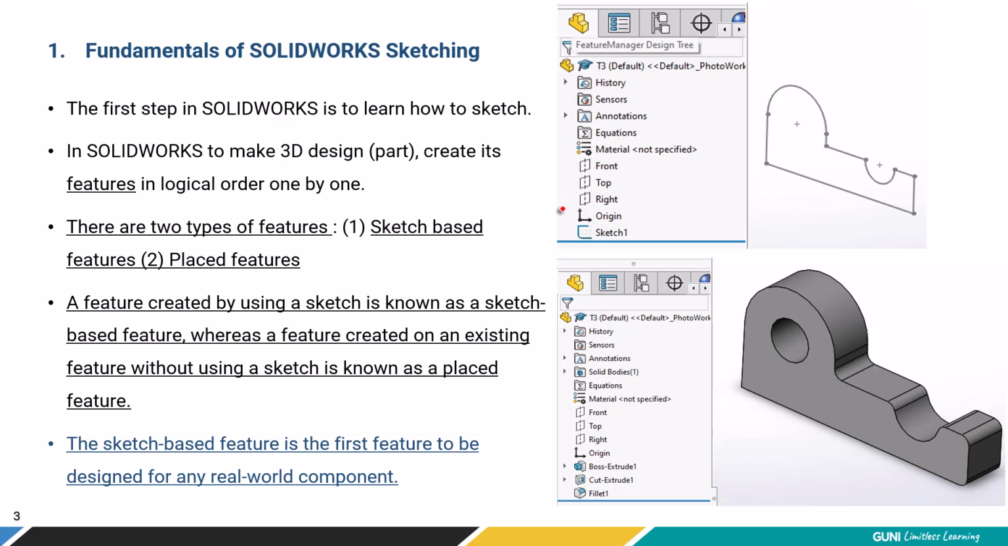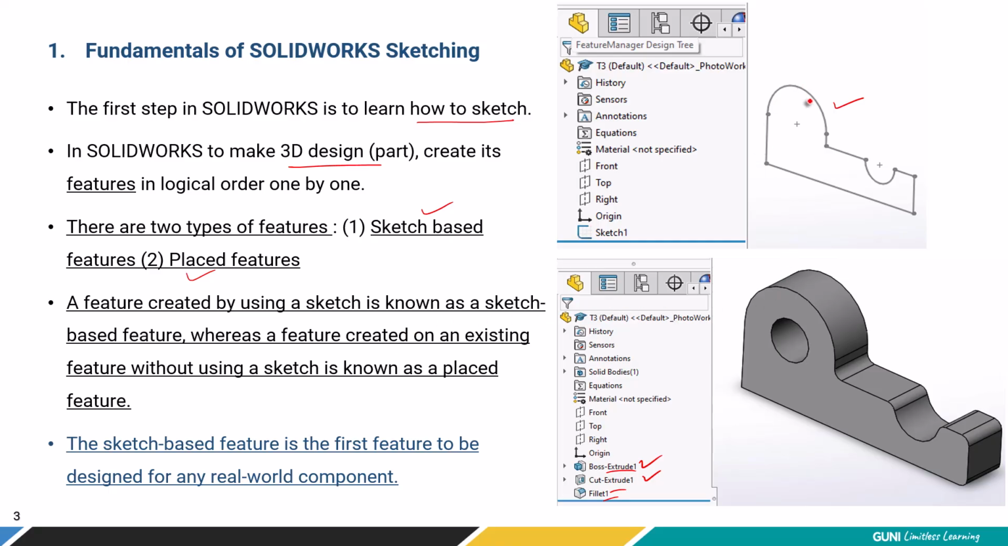Now in SolidWorks, to create a 3D design, the first thing is you need to learn how to sketch. Once you have a sketch, you can use the features to convert it into solids, as you can see on the screen. So all these features that you use are based on whether they have a sketch or not. So there are two types of features: one is sketch based features and second is placed features. In sketch based features, you must have a sketch to turn into solids, while other features do not require a sketch.